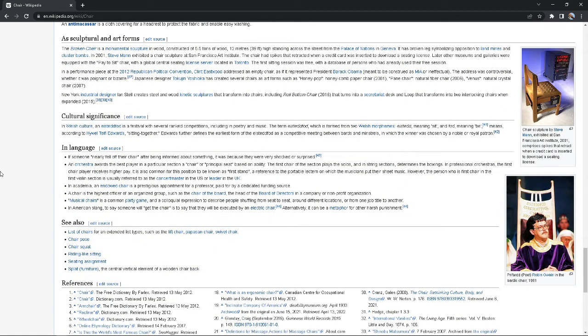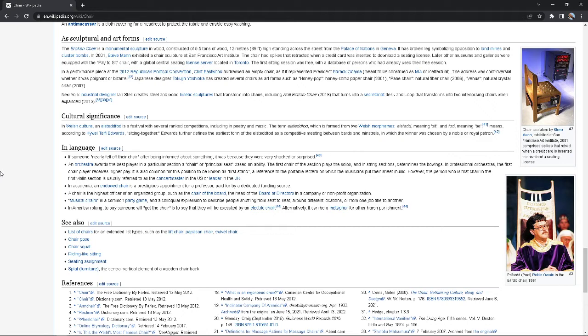As sculptural or art forms, the Broken Chair is a monumental sculpture in wood constructed of 5.5 tons of wood, 12 meters or 39 feet high, standing across the street from the Palace of Nations in Geneva. It has broken legs symbolizing opposition to landmines and cluster bombs.